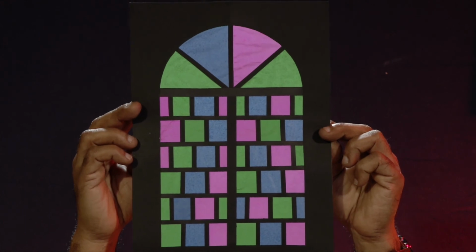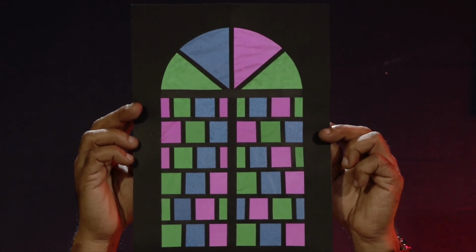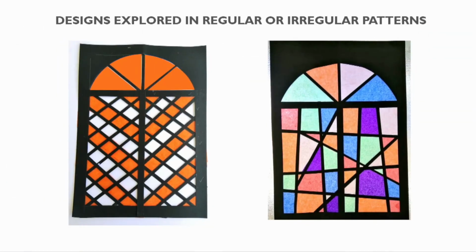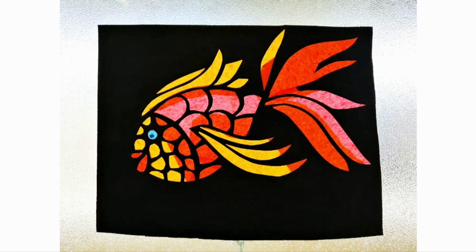Now that your paper vitrail is complete, place it against light. Can you see the translucent characteristic of your work? Here are a few designs explored in regular or irregular patterns. More complex designs can be explored, but require the use of craft knives. These can be attempted under strict supervision of the teacher or parents.